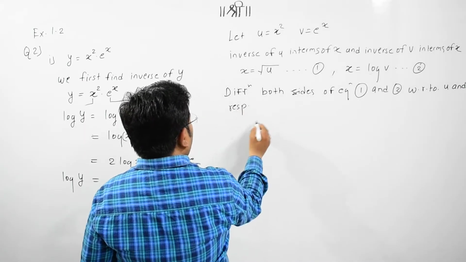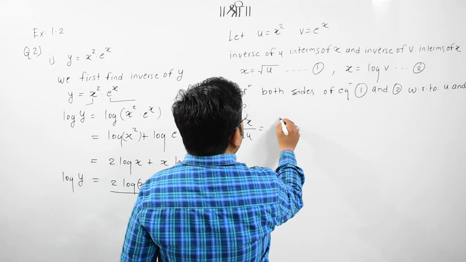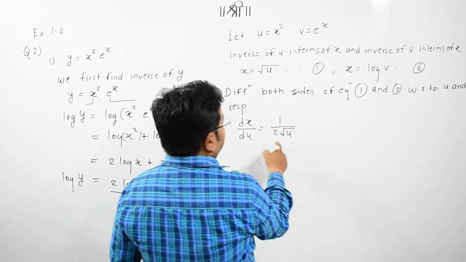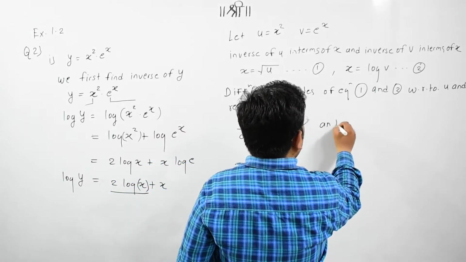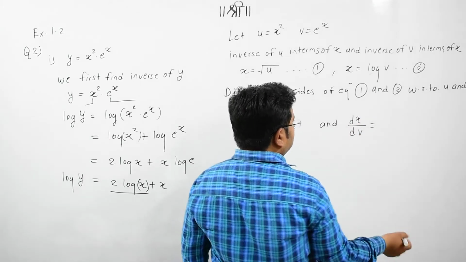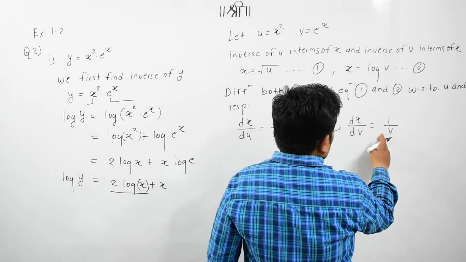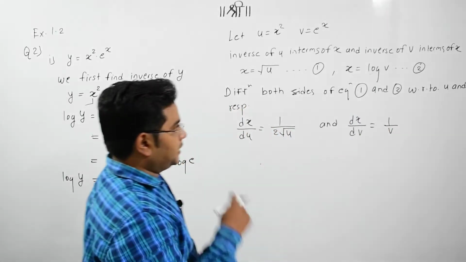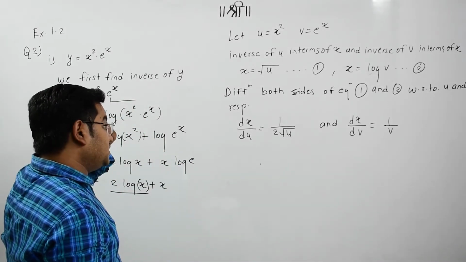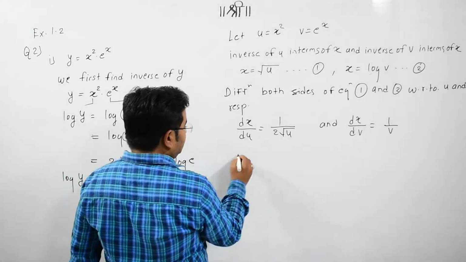what you will get, dx upon du is equal to 1 upon 2 times under root of u. I am writing it directly, and dx upon dv is equal to 1 upon v, most important, 1 upon v. Now here another factor is important. Here we are differentiating and we are getting the values. Now the interesting parameter is what?